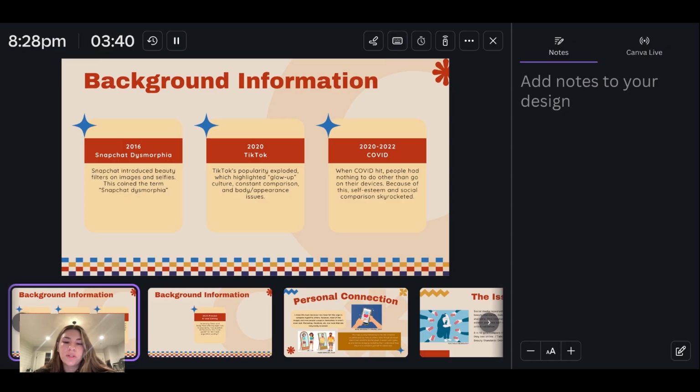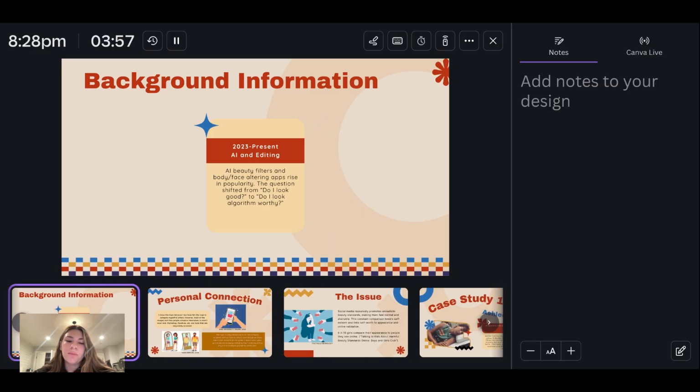In 2020 to 2022, COVID hit the world, which left people with nothing to do other than spend time on their phones and computers. Activity levels decreased, but self-image and appearance issues were at an all-time high. It sent many people into a depressive spiral that they could not escape from.